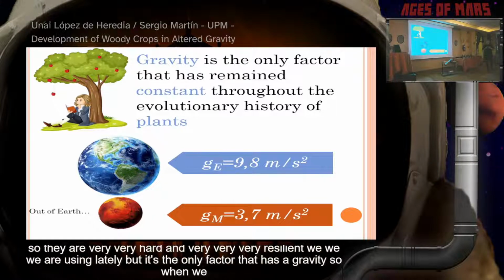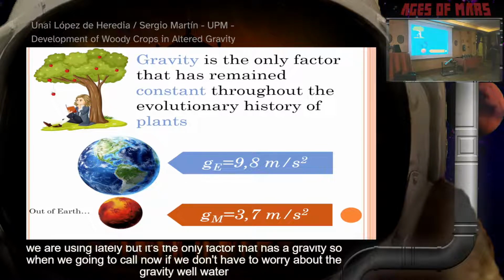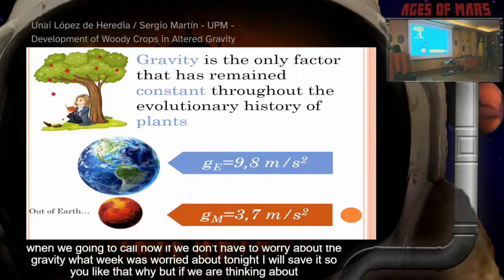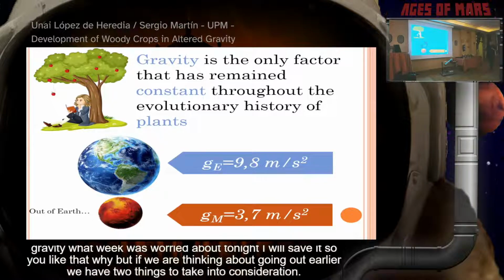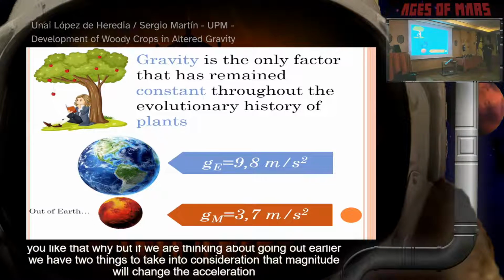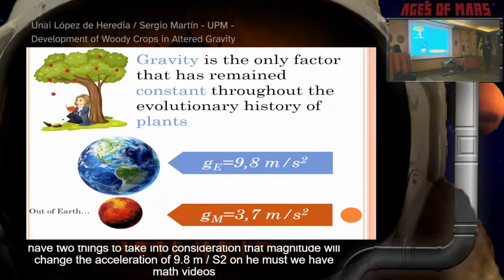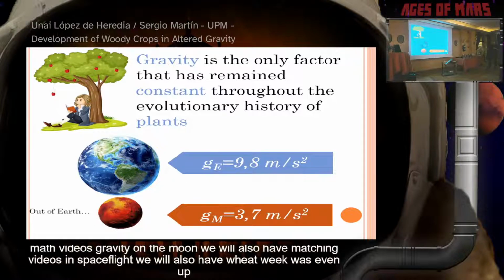So when we work on Earth, we don't have to worry about gravity. Well, we could worry about it. I will show you later why. But if we are thinking about going out of the Earth, we have to take into consideration that gravity magnitude will change. The acceleration of gravity on Earth is 9.8 meters per square second, and on Mars we have much reduced gravity. If we think of the Moon, we will also have much reduced gravity, and if we are thinking of space flights, we could even have zero gravity, actually.